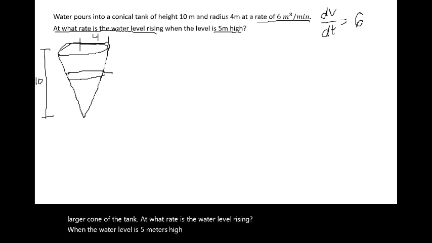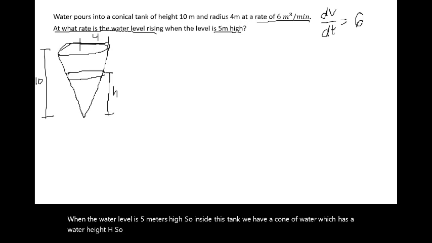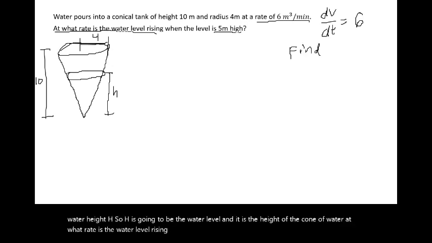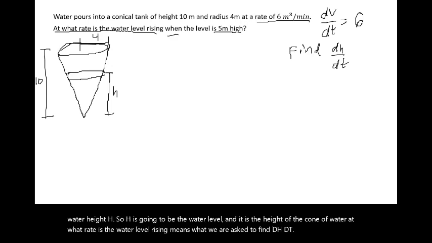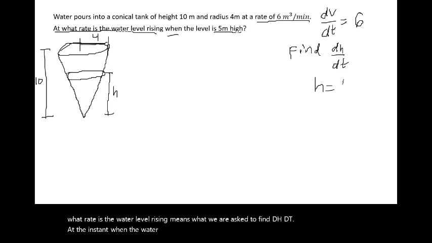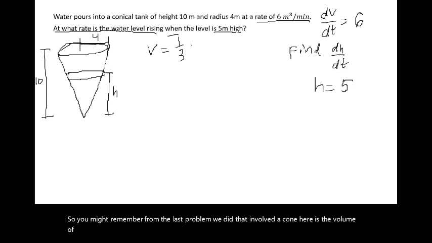So inside this tank, we have a cone of water which has a water height h. So h is going to be the water level, and it is the height of the cone of water. At what rate is the water level rising means what we are asked to find is dh dt, at the instant when the water level h is 5 meters high. So you might remember from the last problem we did that involved a cone, here is the volume of a cone formula. We have 1/3 pi r squared h.